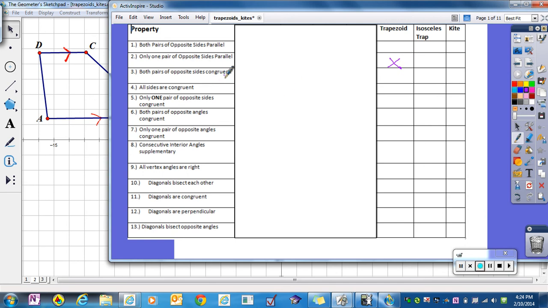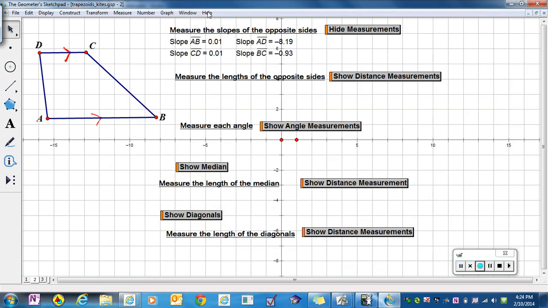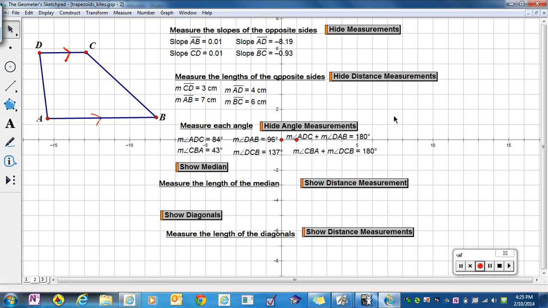Alright, now we got to start looking at what's going to be congruent to each other, because now we're looking at all of these different things about sides. So let's show the distances of the different sides. As you can see, the four sides, side CD, side AB, side AD, and side BC, all have different measurements, so that means that none of the sides are going to be the same. Now let's take a look at our angles. So we're going to show our angle measurements.